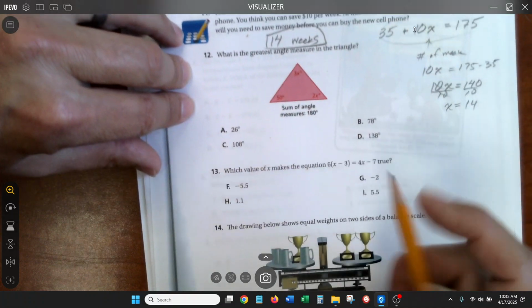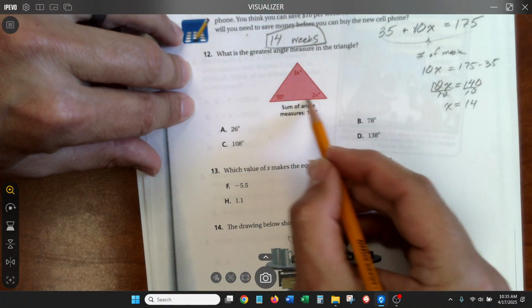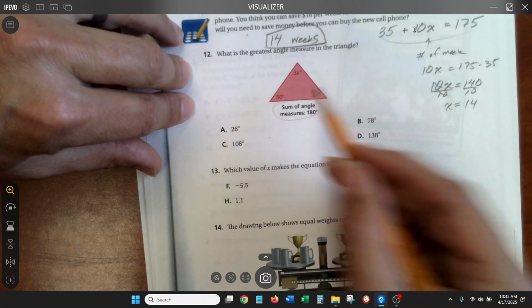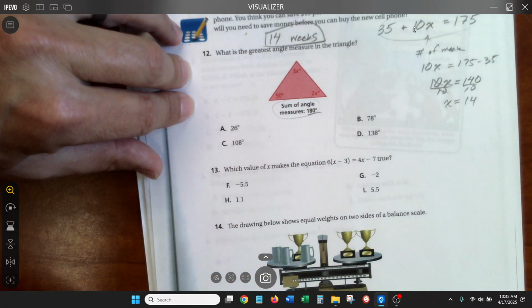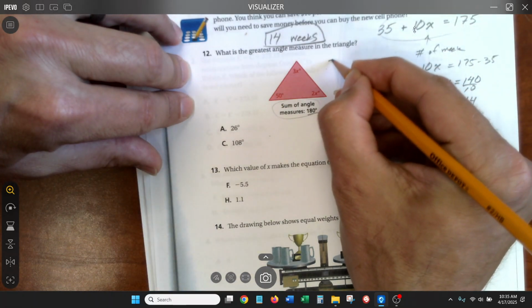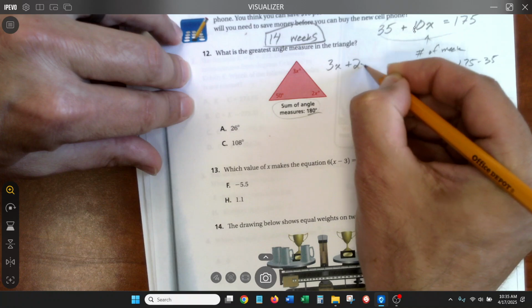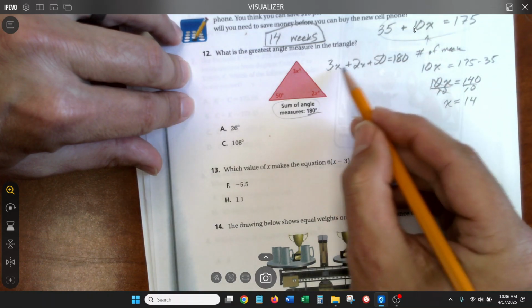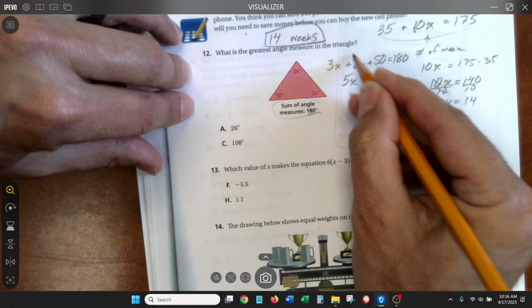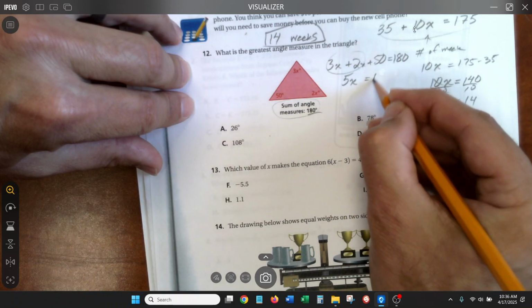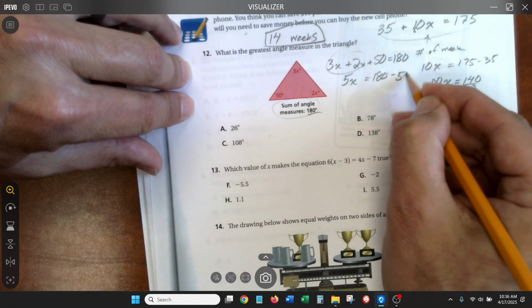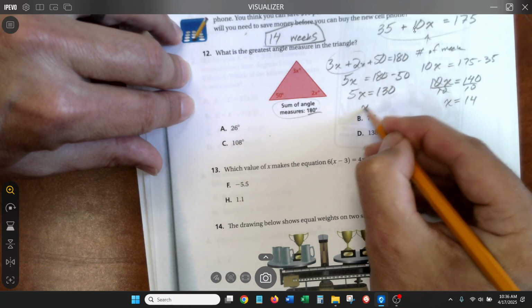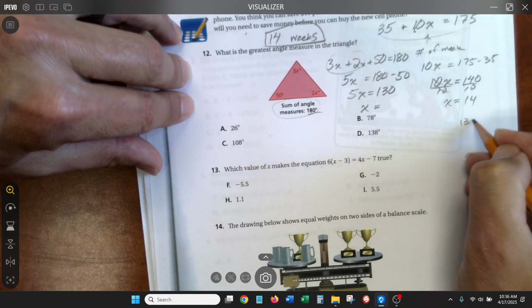Number 12, what's the greatest angle measure in this triangle? The sum of the measures of all three angles in a triangle is always equal to 180. That is always true for all triangles. So 3x plus 2x plus 50 has to be equal to 180. That's the equation we want to solve. So 3 plus 2 is 5. We have 5x, combining like terms, is equal to 180 minus 50. Subtract 50 from both sides. So 5x is 130, which means x is 130 divided by 5.